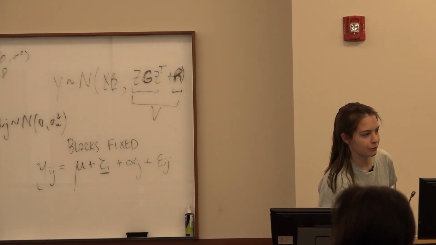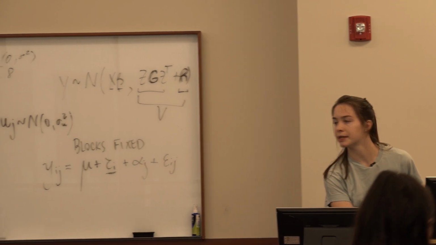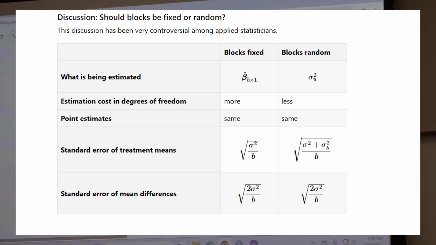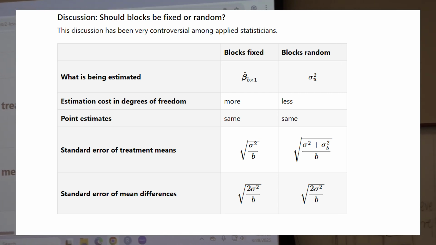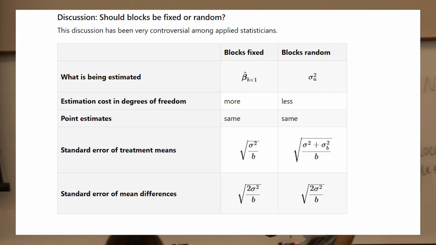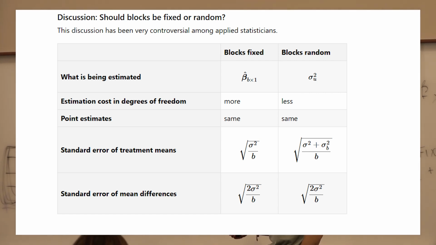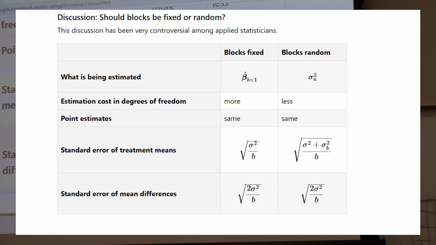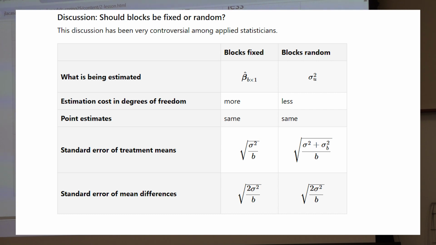You see the first column is for blocks as fixed, and the second is for blocks as random. Okay? The point estimates are the same, right? The mean estimation doesn't change. What happens is that when the blocks are random, that variance goes to the standard error of the treatment means, right? Not to a comparison. This is the same, so our inference is going to be the same. But when we show it, it's good that we know where our standard errors come from.